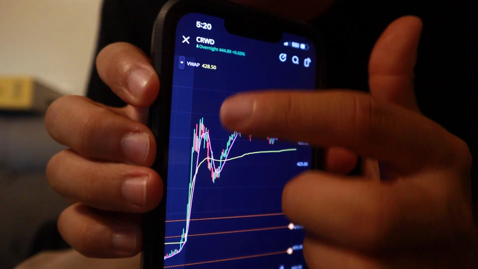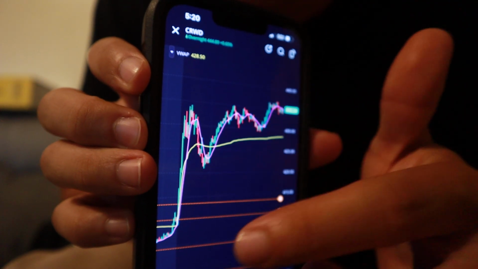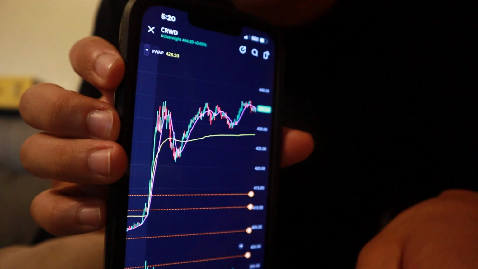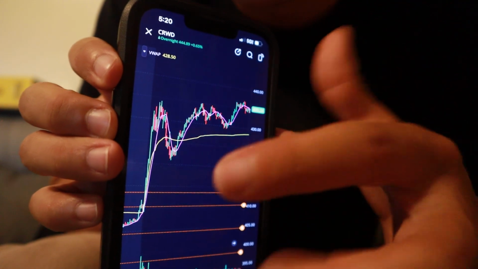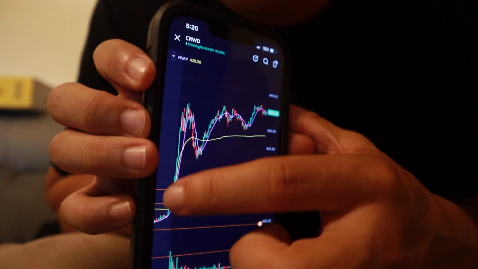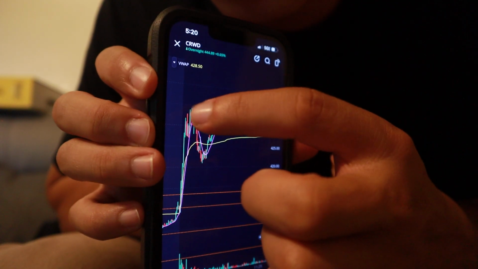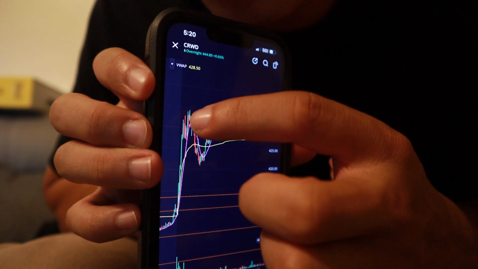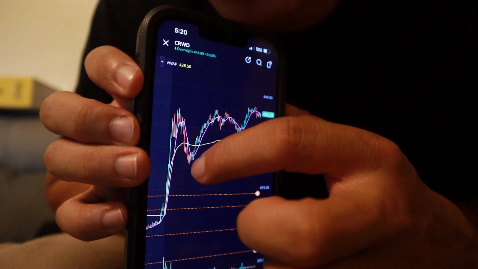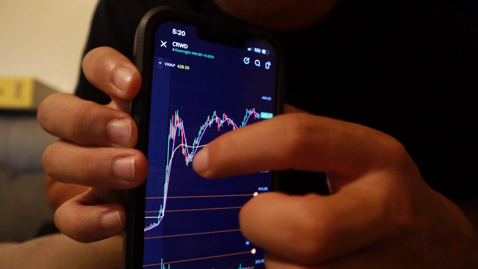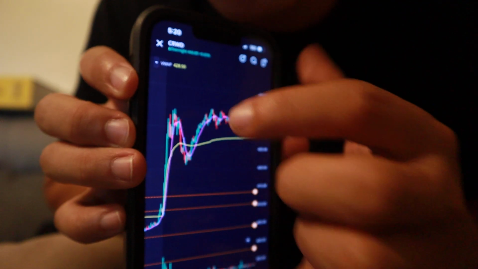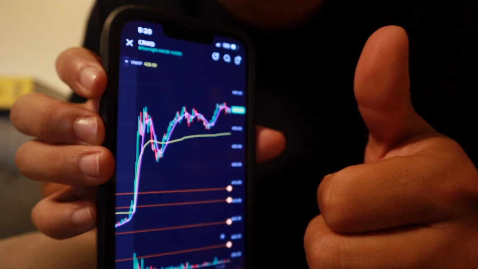Initially I was in Coinbase, so I didn't catch any of this initial move in CrowdStrike, but after I exited my Coinbase trade, I did see that when we pumped up right to this level right here, the price starts to retrace a little bit. Of course, it bounced back up, and this is around the time where I entered. I wanted to enter short.